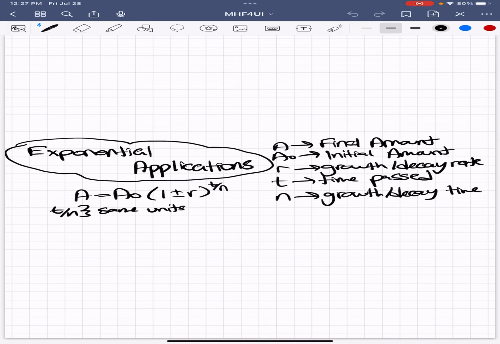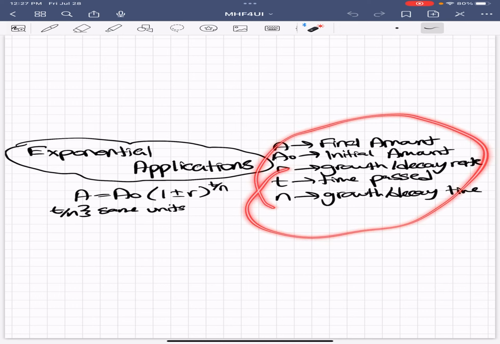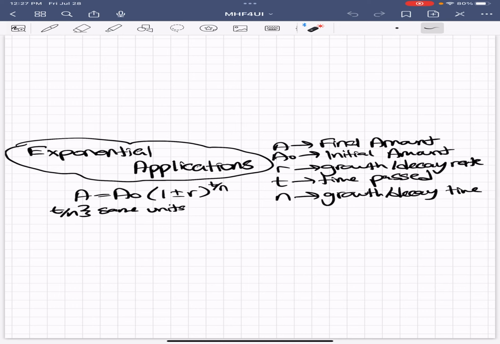So exponential applications come with a formula, and I'm going to tell you what each one means, aka what each variable stands for in the formula. Then we're going to discuss why we need to know that and how that's going to help us. And then we're going to solve some exponential application questions. We're going to start off easy, and then get to harder questions as we go along. Thank you very much for watching, and let's begin.